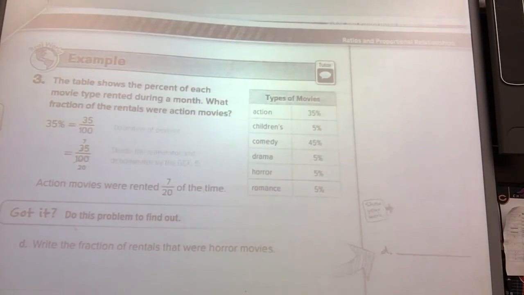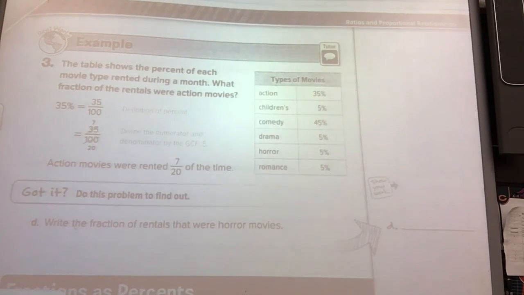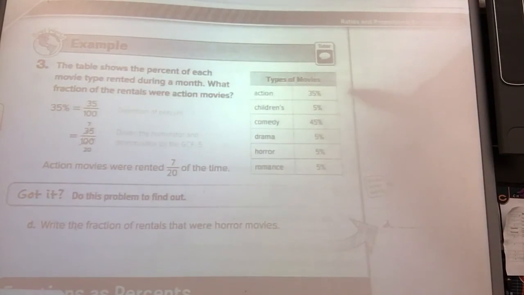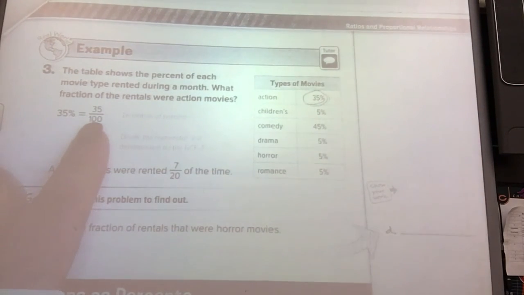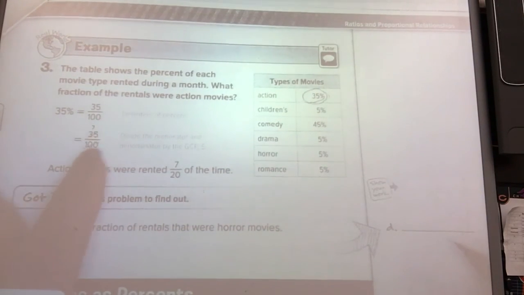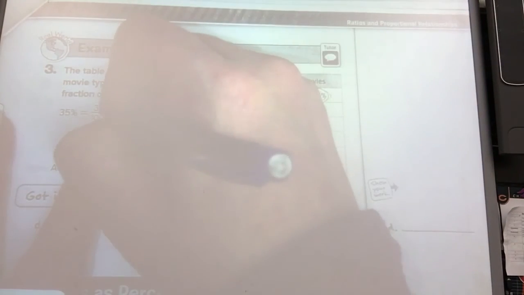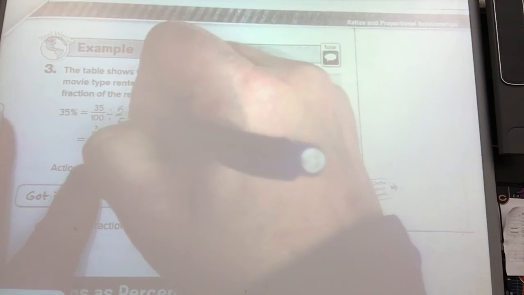I just got this little bit left here. All right, the table shows a percent of each movie type rented during the month. What fraction of the rentals were action movies? Well, all they did was go down and find action, and they saw that it was 35%. So they wrote 35 over 100, and they reduced by dividing by 5. I hate that they don't show you that. Divide by 5 on the top and the bottom, and you get 7 out of 20.